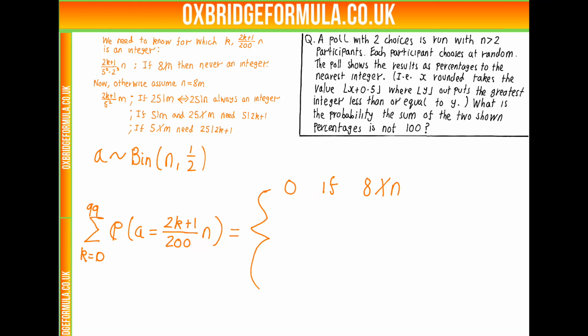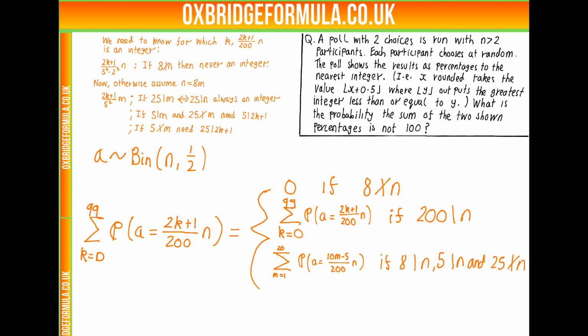So now let's go to our next case. So 25 divides n and 8 divides n. So that's the same as 200 dividing n. And in that case, we can just sum up all these probabilities, and this is always non-zero, because this thing is always an integer. So we just sum these up, and once we substitute our formula in afterwards, we'll be done. Next case, 8 divides n, 5 divides n, and 25 doesn't divide n.